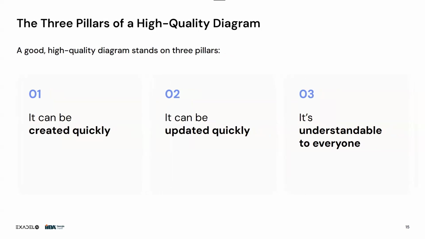So, I'm not going to answer the question of which of these languages is better. Each of you will answer it differently based on your experience, your preferences, the context of your project, and so on. A good high-quality diagram stands on three pillars. It can be created quickly, it can be updated quickly, and it's understandable to everyone, from a tech lead to a business stakeholder who just happened to walk by. So keep these three points in mind when making your choice.